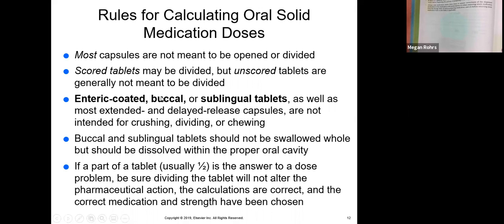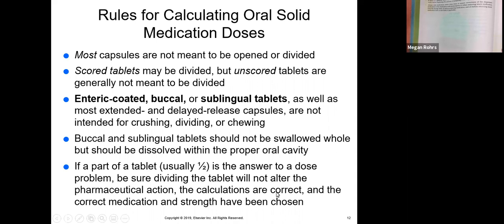So enteric coated, buccal, and sublingual tablets, as well as any extended or delayed release tablets or capsules, should not be crushed, divided, or chewed. So we really need to be specific in our directions for all of these types of tablets and or capsules. If a half a tablet is the answer to a dose, make sure that dividing the tablet or cutting the tablet in half will not alter the action of the drug. So always make sure that that can be cut in half if we're talking about a tablet.